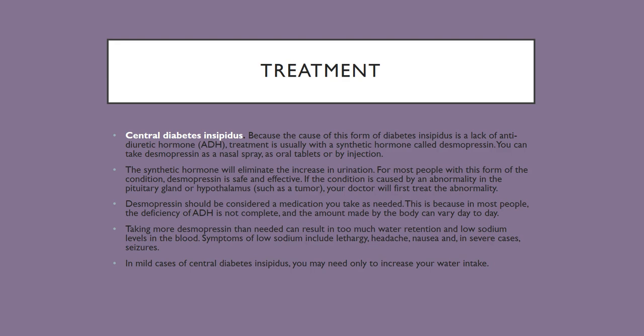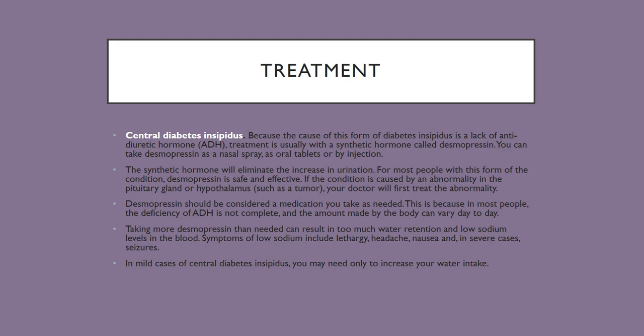So for treatment of central diabetes insipidus, because the cause of this form of diabetes is lack of ADH, treatment is usually with a synthetic hormone called desmopressin. You can take desmopressin as a nasal spray or oral tablets or by injection. The synthetic hormone will eliminate the increase of urination. For most people with this condition, desmopressin is safe and effective. If the condition is caused by an abnormality in the pituitary gland or hypothalamus, such as a tumor, the doctor will first treat the abnormality.